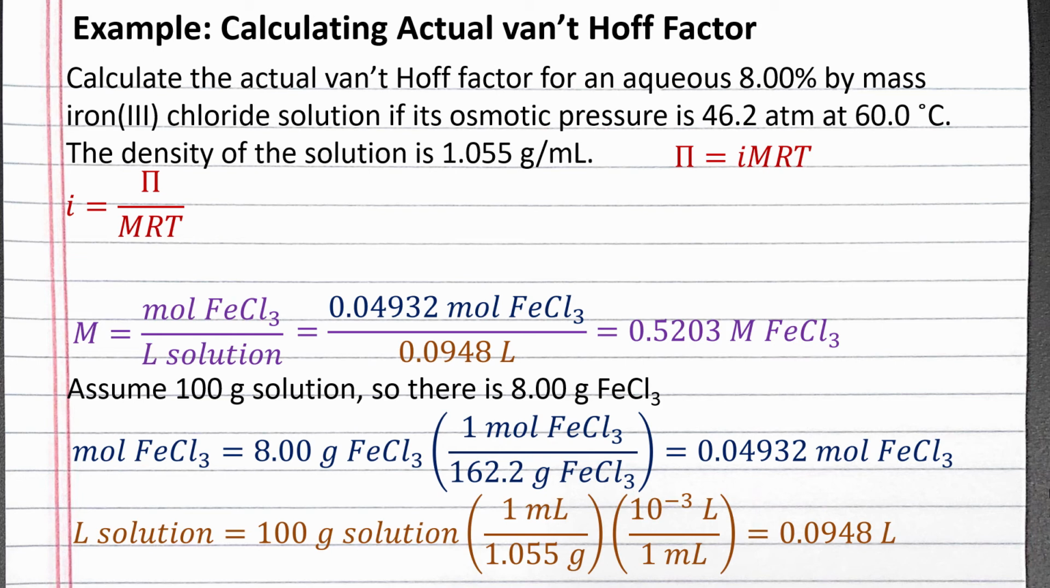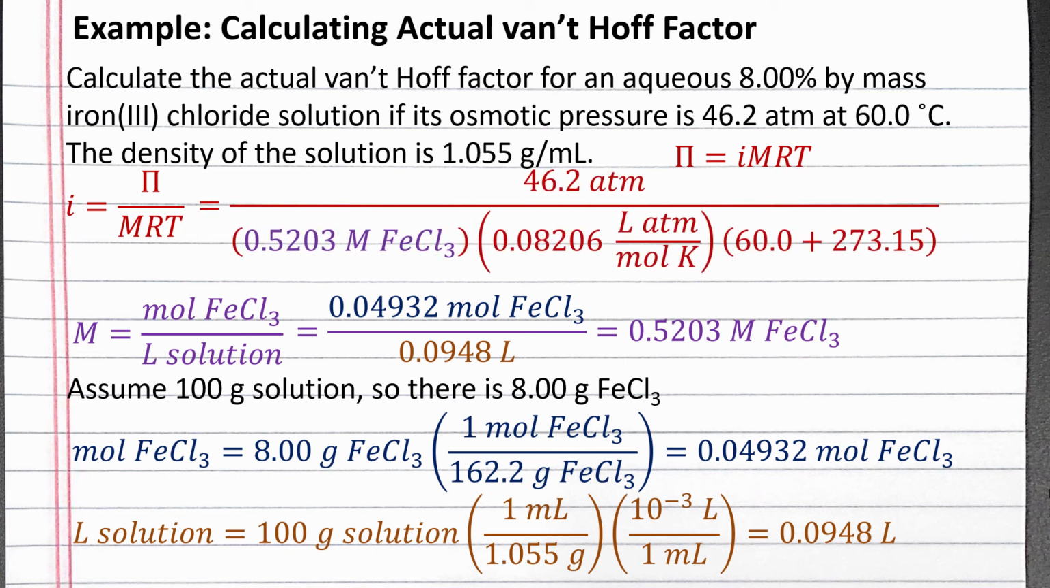And last of all, we can plug the molarity, given osmotic pressure and temperature, into the equation to solve for the van 't Hoff factor. We need to remember to convert 60.0 degrees Celsius into Kelvin by adding 273.15. Completing the calculation, we get 3.25 as the actual van 't Hoff factor. This seems to be a reasonable answer, since the ideal van 't Hoff factor for iron(III) chloride would be 4.